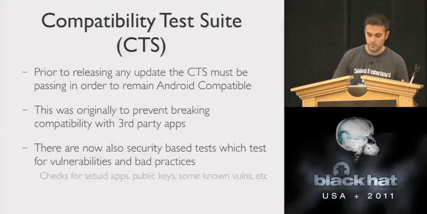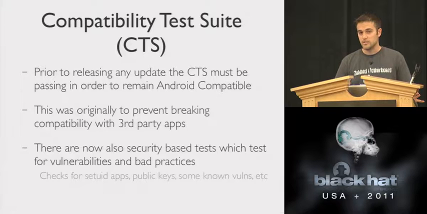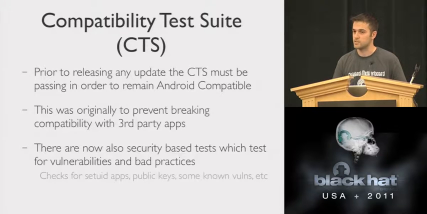Another important part of the platform is the compatibility test suite. Prior to releasing pretty much any update, no matter how big it is or if it's a new release, an OEM or a carrier must pass this test suite. It's basically to ensure compatibility with all the applications that developers are creating, and to make sure that people aren't breaking the phones, they're not changing the internal frameworks, and then things that are meant to work just stop working.